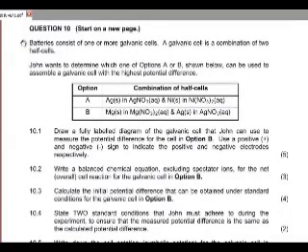Hello, ladies and gentlemen. It's nice to meet you in our last examination type questions on batteries. And this one is written here as question number 10.